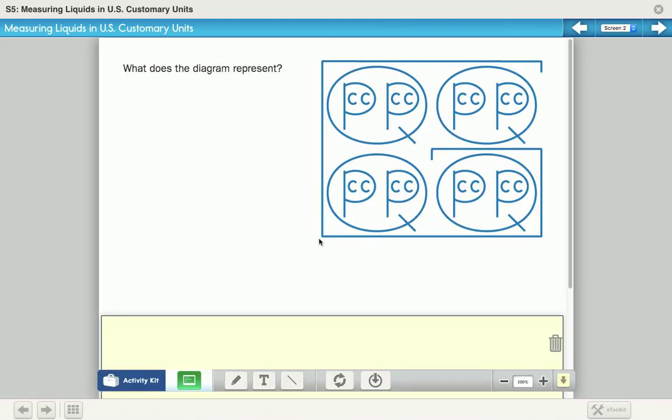So a handy diagram like this is a good way to help you remember how many quarts are in a gallon, how many cups are in a pint, or how many pints are in a quart. This is handy in cooking. It's also handy if you are mixing up Miracle-Gro or something to put on your garden. It's something that you might use.